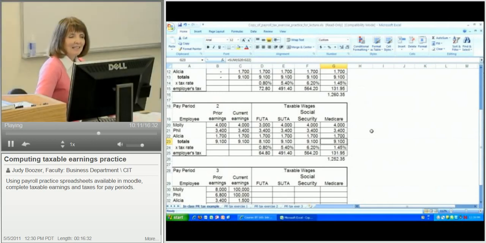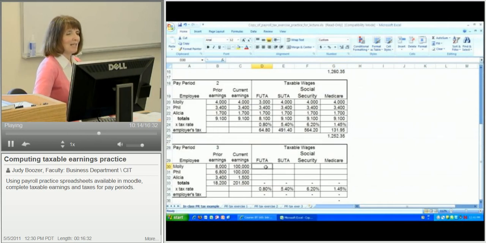Okay. For pay period 3, as you can see, current earnings are a bit inflated. Must be a good year or a good bonus or a good something. Anyway, the first thing we're going to look at is, did the prior earnings exceed the limit for these taxes? Because if they've already exceeded it with prior earnings, what are we going to put here? 0. So for FUTA, what's the limit? 7,000. And the prior earnings were 8,000. So we know what we need to put here is 0, because we already were over the limit.